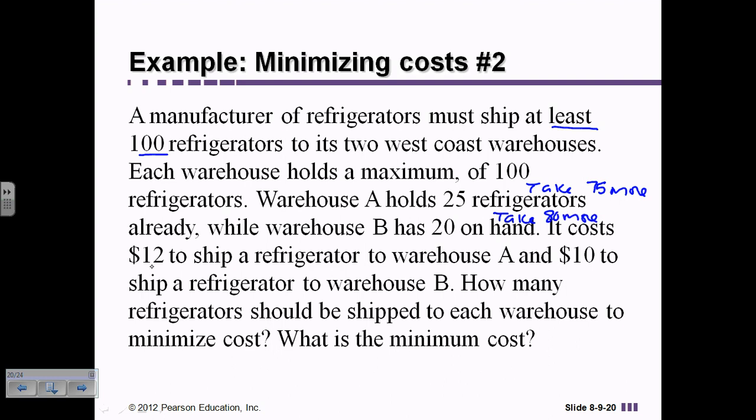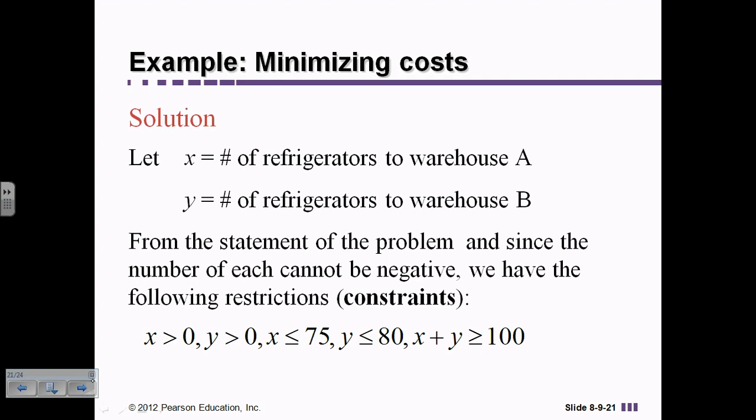It costs $12 to ship the refrigerator to warehouse A and $10 to ship it to warehouse B. So what we're talking about here are costs, which is going to come in our second step. Okay, so let's talk about this. X is the number of refrigerators that we're going to send to A, and Y is the number of refrigerators we're going to send to B. So that means X and Y both have to be bigger than 0. They cannot equal 0 because I've got to ship some refrigerators to A and some refrigerators to B.